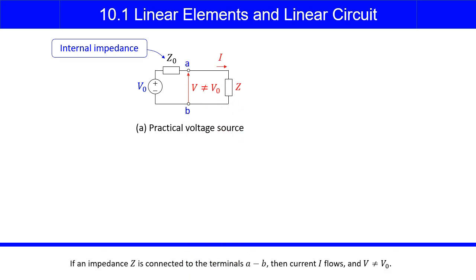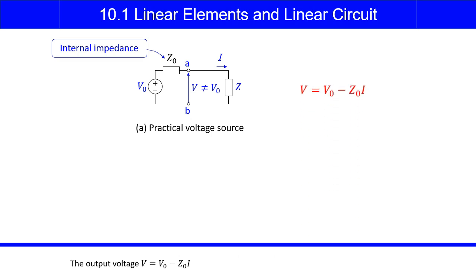If an impedance Z is connected to the terminals A and B, then current I flows, and V becomes different from V0. The output voltage V equals V0 minus Z0 times I.